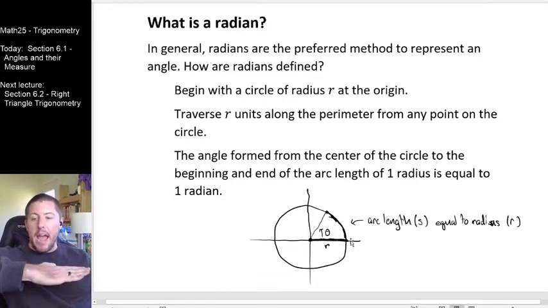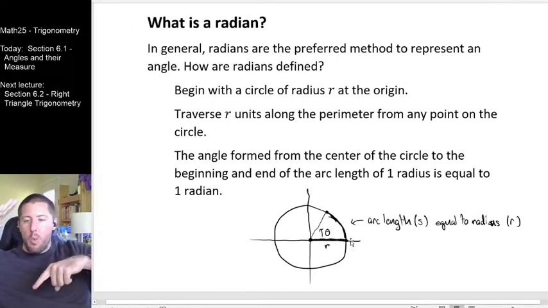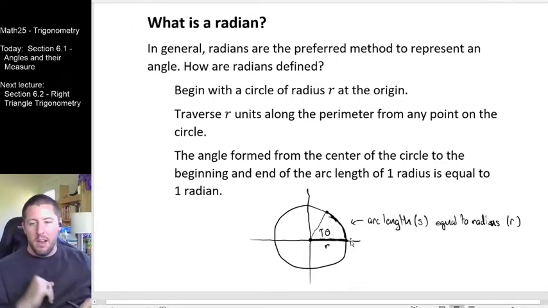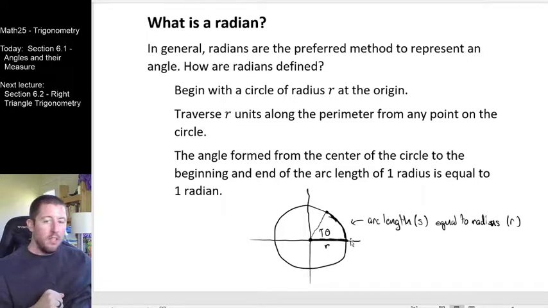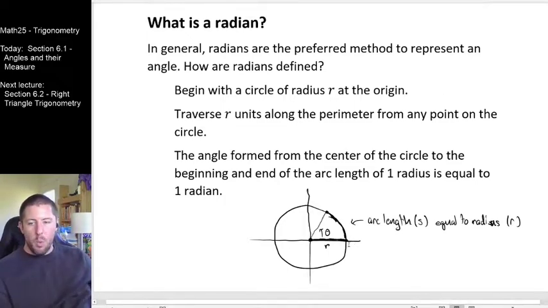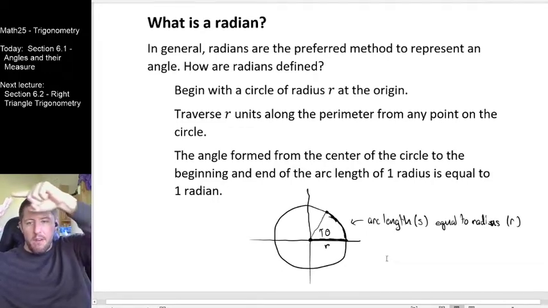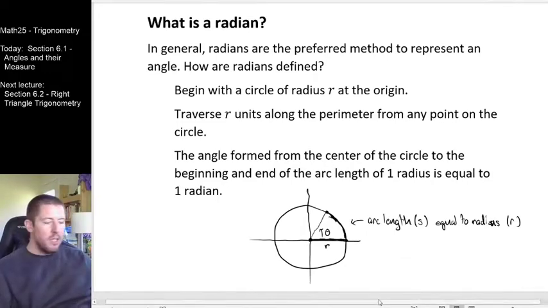It's the amount of angle required to sweep out 1 radius's worth of arc length. I'm going to say that again since this definition is important. 1 radian is the amount of angle required to sweep out 1 radius's worth of arc length along the perimeter. So no matter what your radius of your circle is, that might be 6 units long.